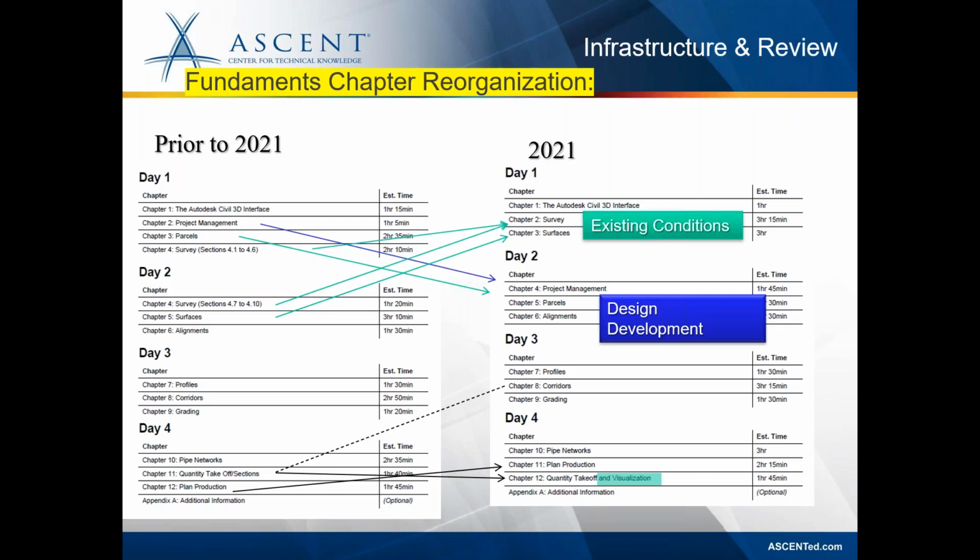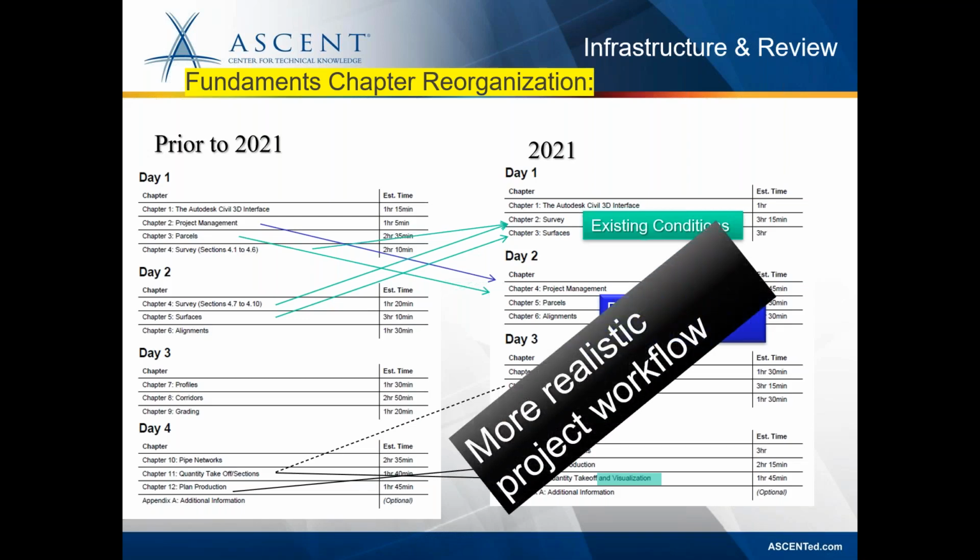And as I mentioned, within the appendix, we do have the point cloud and the 3D solids of the surface. So overall, this generates a more realistic project workflow. We start by establishing our existing conditions. We set up the project for project management. We go through our design development. Then we produce the sheets. And at the very end, we do some quantity takeoffs of miscellaneous objects, as well as prepare our files for visually rich visualization.